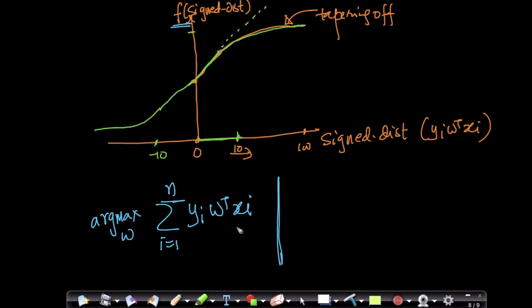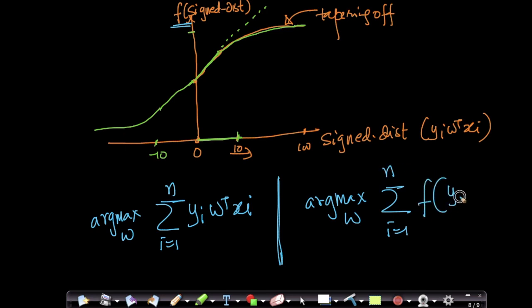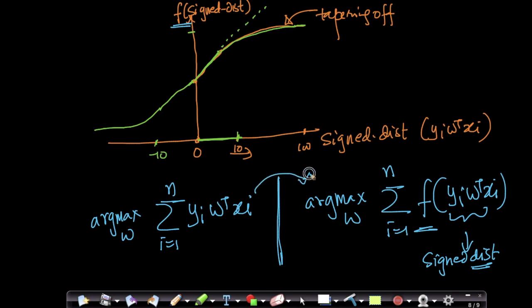So what are we saying? Let's not solve this. Let's solve argmax of W summation over i equals 1 to n, some function of yi W transpose xi, such that this function behaves like this, where as the distance increases, so what is this? This is nothing but signed distance. Now how should this function behave? This function should increase normally, but beyond a point, it should taper off. We want such a function, and we are converting this problem to this problem so as to get rid of the outlier headache that we have.